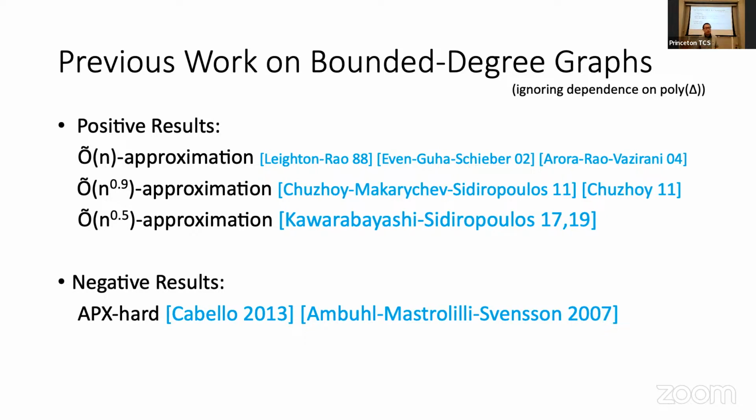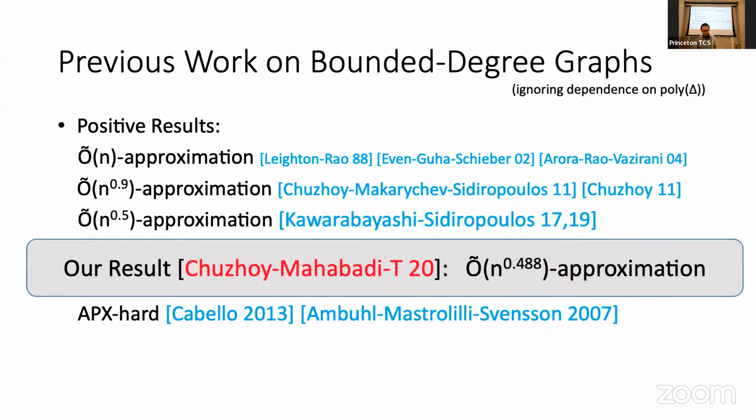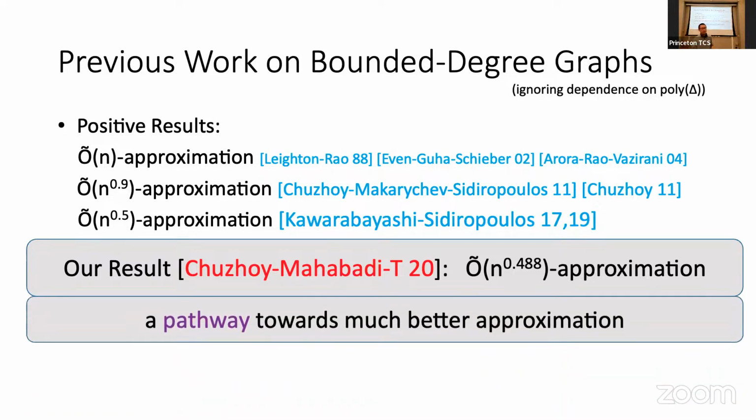I'm going to present 2 results, both on this problem. The first result is a work from about 3 years ago. We slightly further improved the square root of n to n to the 0.488. This seems like a modest improvement, but the more important message that we believe our previous work shows is that it paves a way towards much better approximation.